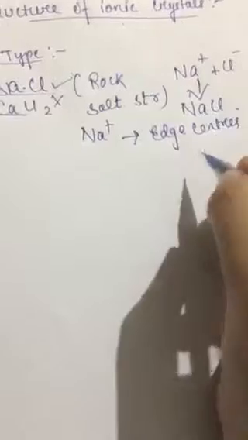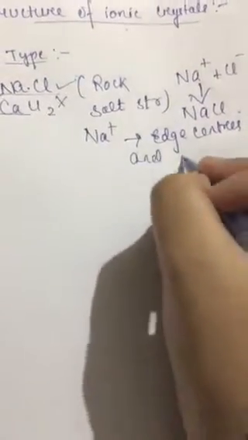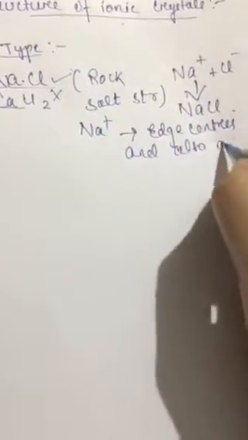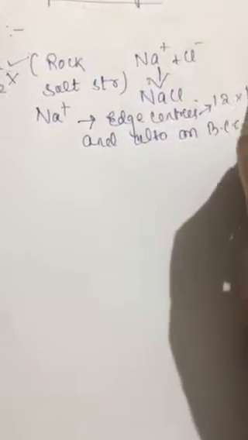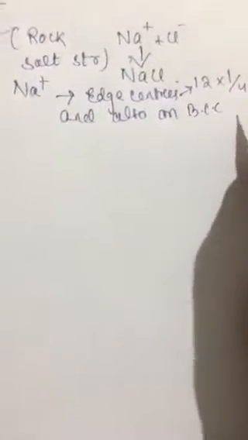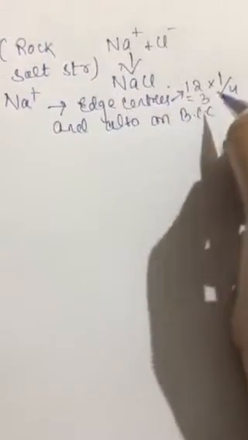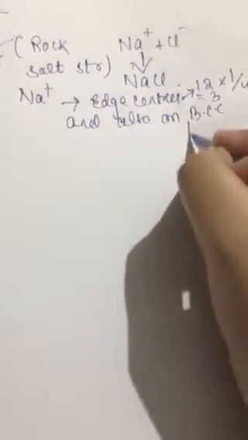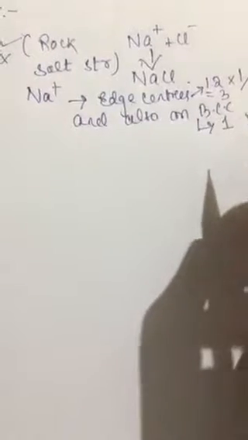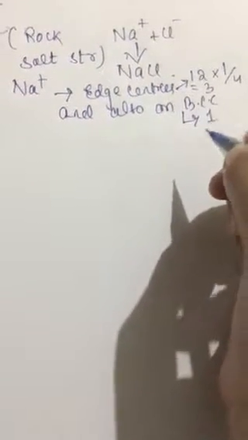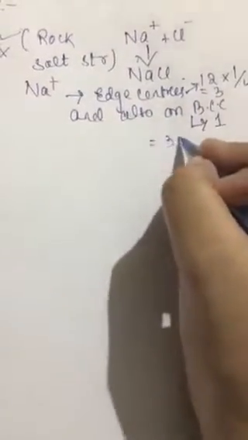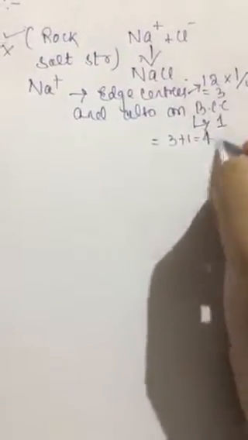It is present on the edge centers and also in the BCC arrangement, the body centered cubic cell. Edge center, do you remember? There are 12 edge centers with 1/4 contribution per unit cell, so it is 3, and the body center is 1 in the middle. So BCC 1, edge center 12 into 1/4 is 3. So the total is 3 plus 1, which is 4.